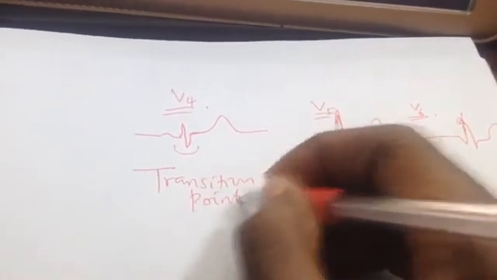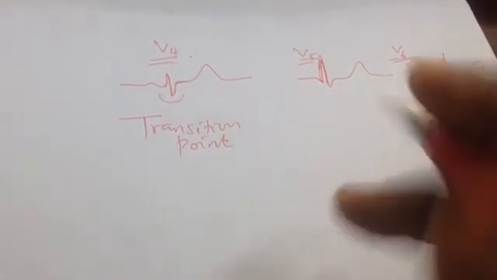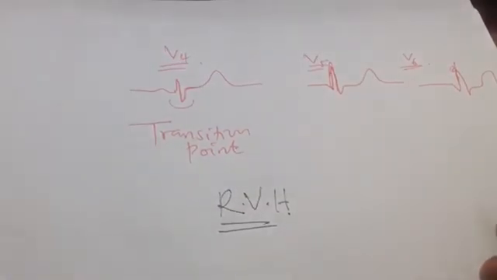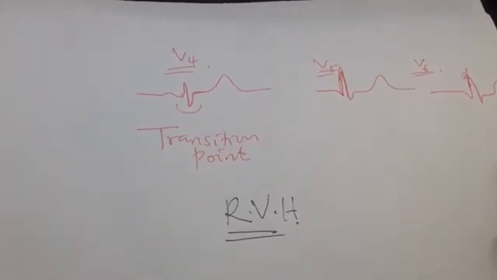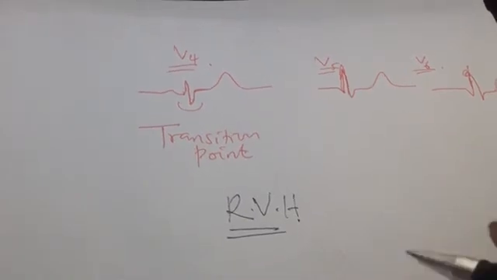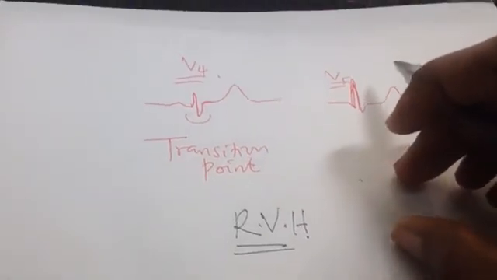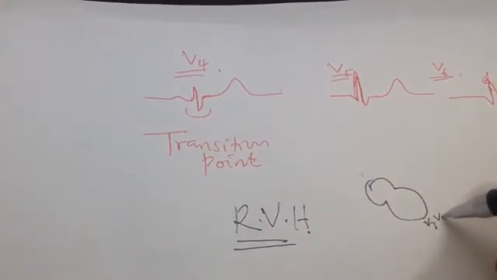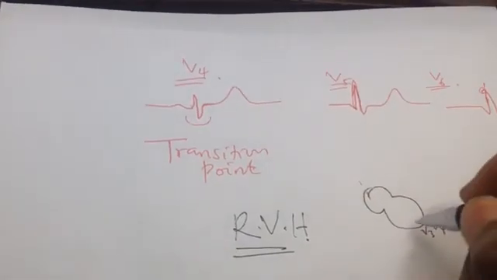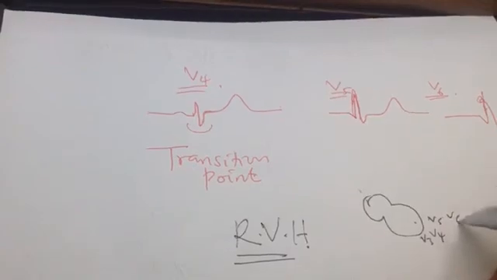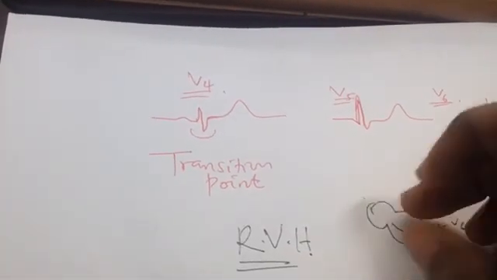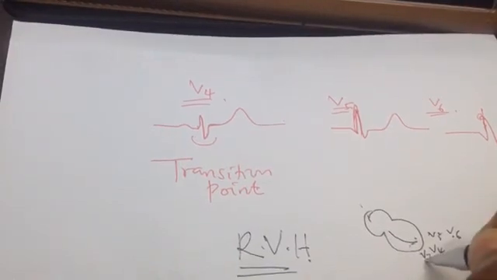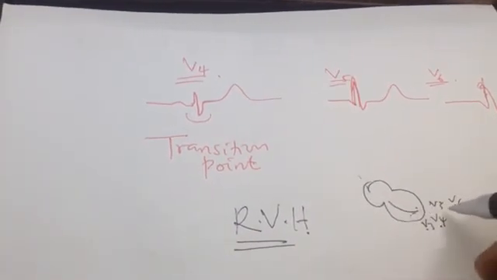So why this transition point is important is because in a patient who has right ventricular hypertrophy, due to, for example, pulmonary stenosis or chronic lung disease, because in chronic lung disease the right ventricle becomes hypertrophied, right? So the heart is going to be tilted toward that side, like this. For example, this is the heart. So here we have V3 and then V4, right? So the heart is going to be tilted so that the septum will now be looking at V5 and V6, because the right ventricle now is very huge. So the septum will be looking at V5 and V6 rather than V3 and V4. That is why our transition point is going to be at V5.